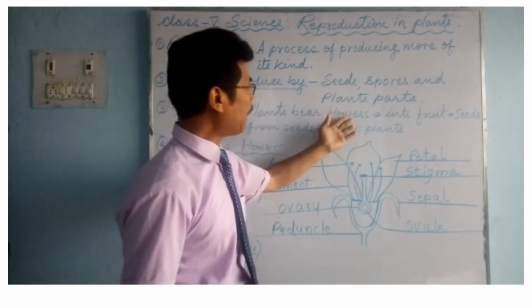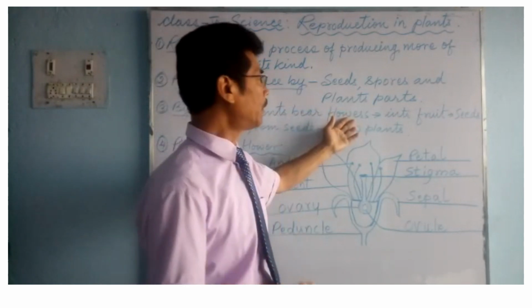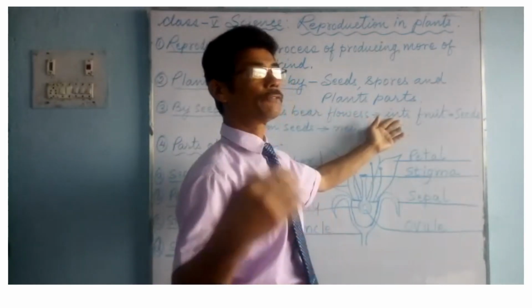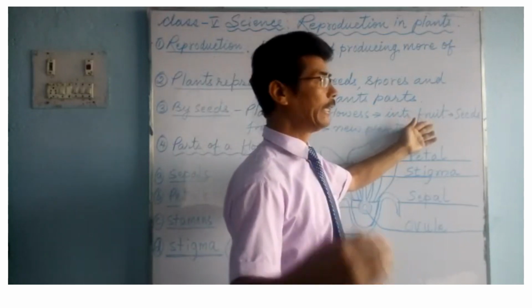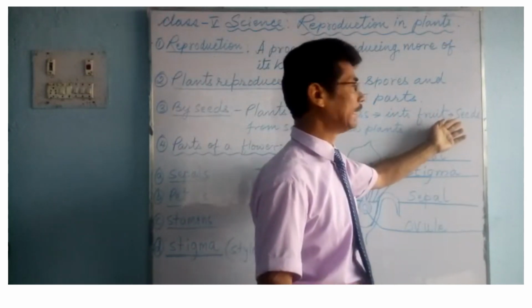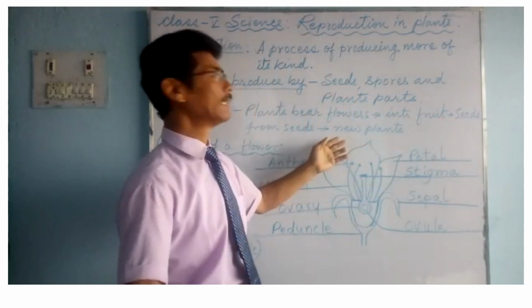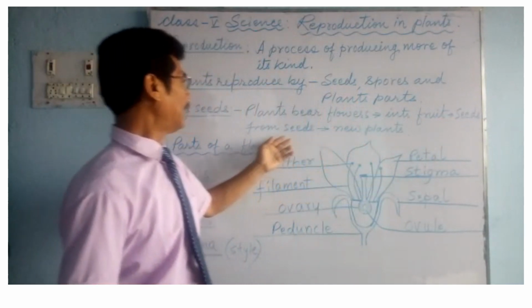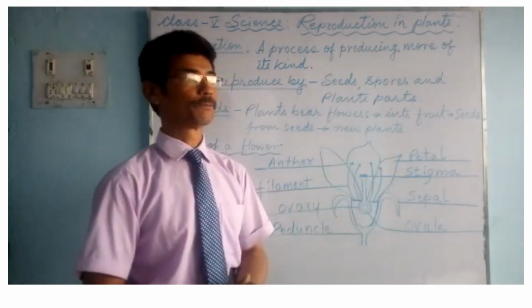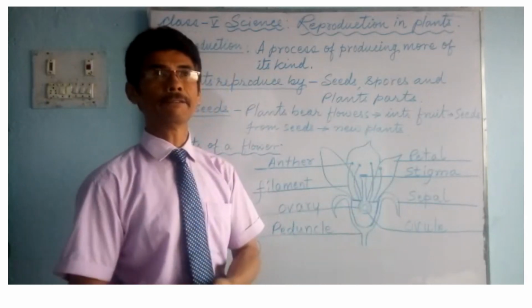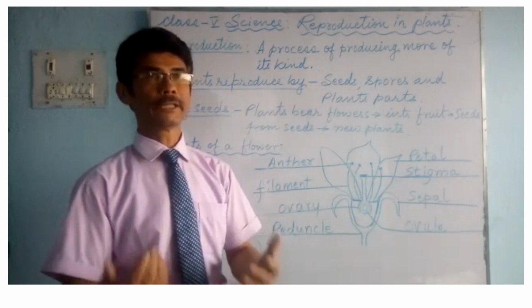Plants bear flowers, and the flower changes into fruits, and inside the fruit there is a seed, and inside the seed there is a baby plant, and from the seed a new plant again grows. This is one method of reproducing their own kind.